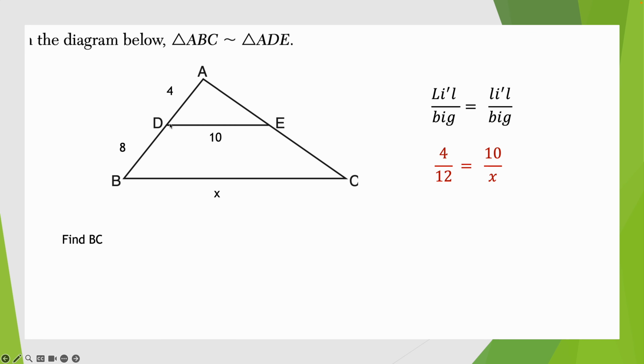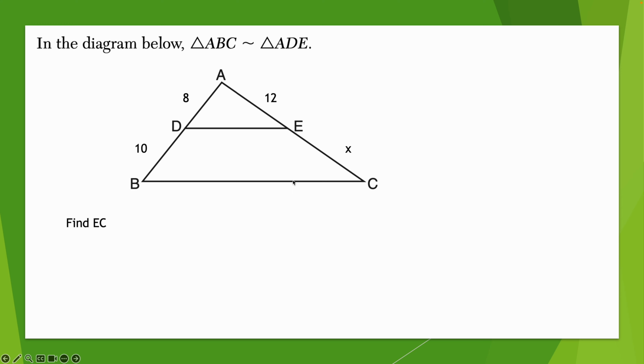Because that's the side of the whole big triangle, right? You have the little triangle ADE and the big triangle ABC. So 12 is the length of that side for the big triangle, as 10 is to X. Cross multiply, 4X is 120, divide by 4, X is 30. So we really have to pay attention to, are we going to use the X as part of the big triangle? And if so, then we really have to use the length of the side for AB to be the length of the big triangle. Okay?